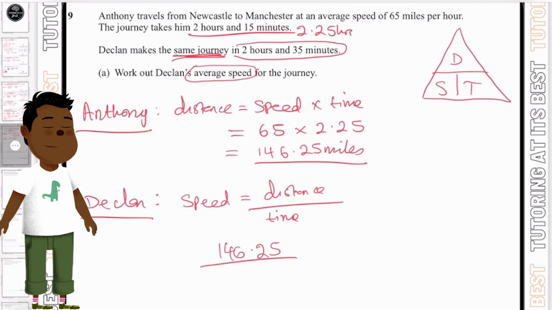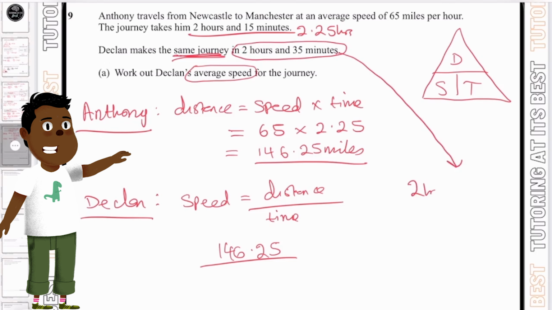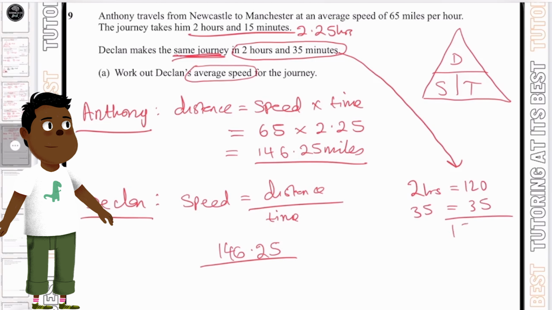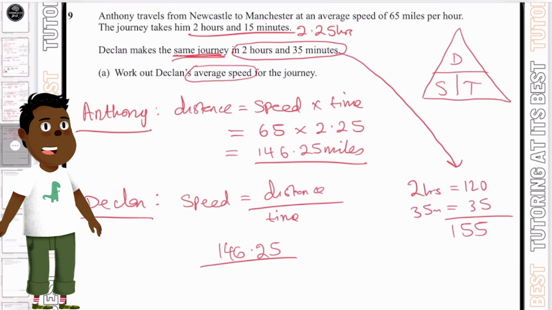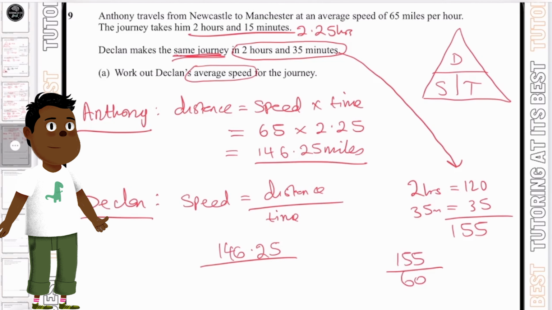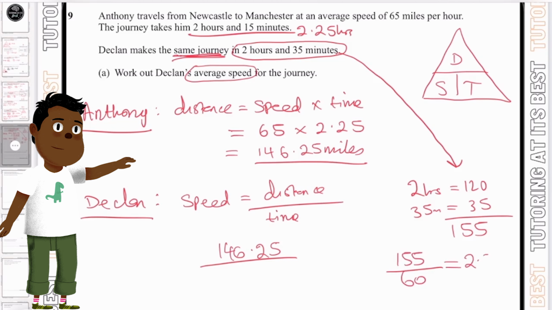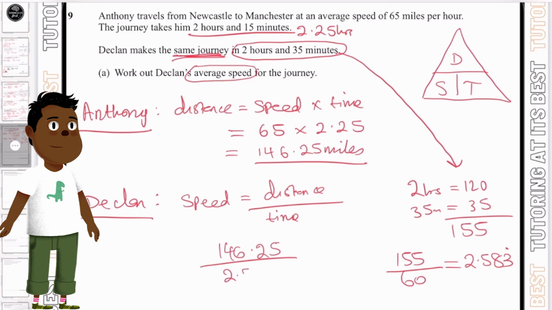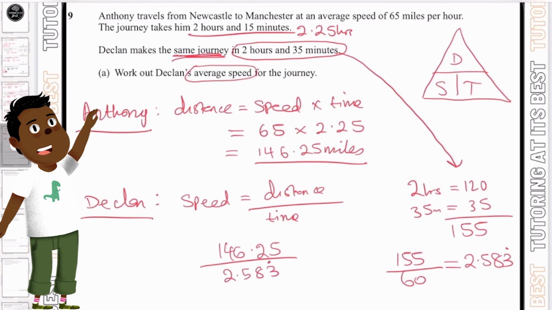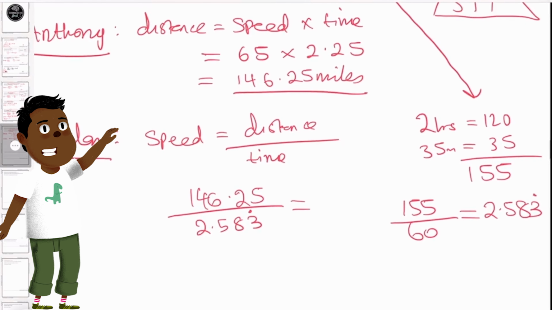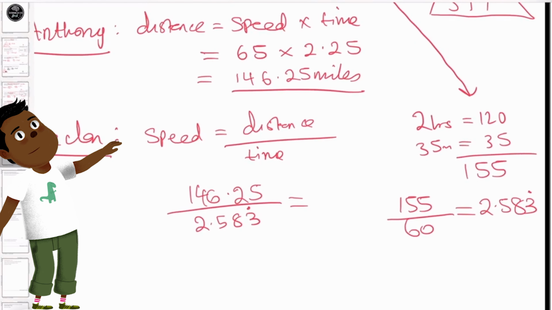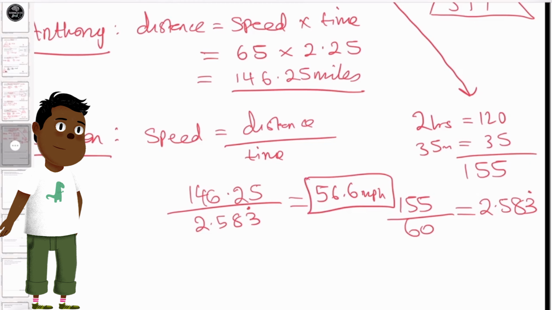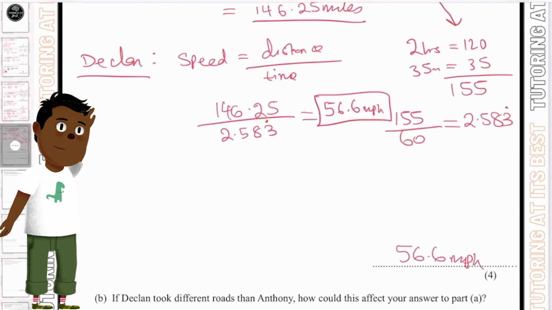So what I simply do is I convert it into minutes. So we have 2 hours, which is 120 minutes, plus the 35, and that's 155 in total. I then go ahead and divide that by 60 minutes, and that gives me 2.583 recurring. So now I know that my time will be 2.583. And when I put that into the calculator, I now know that Declan's average speed will be 56.6 miles per hour. And there we are.